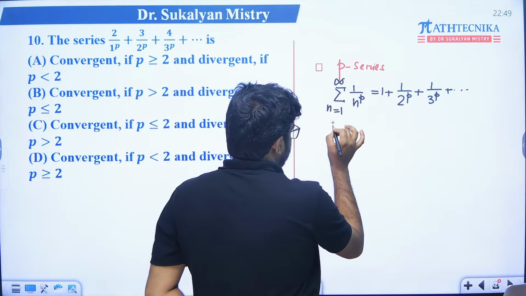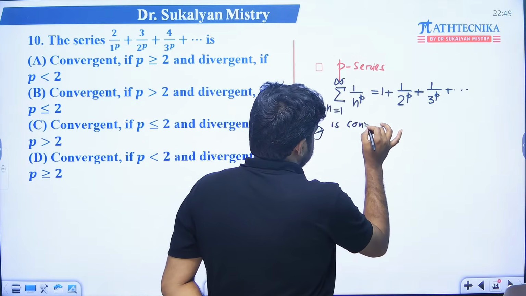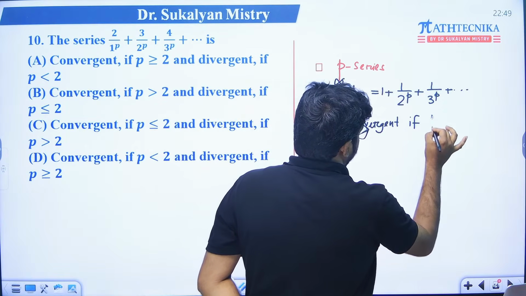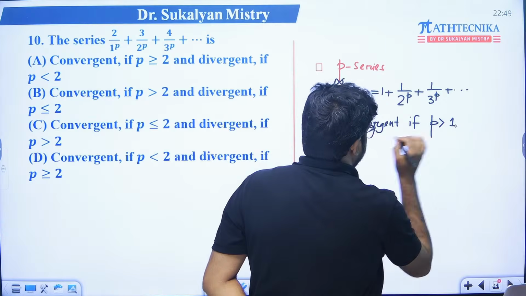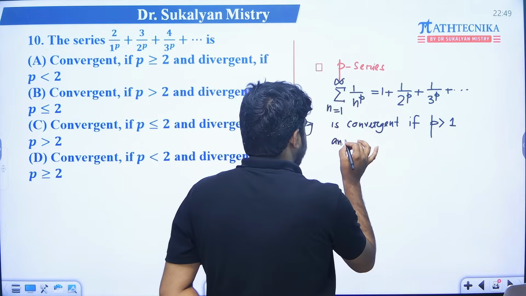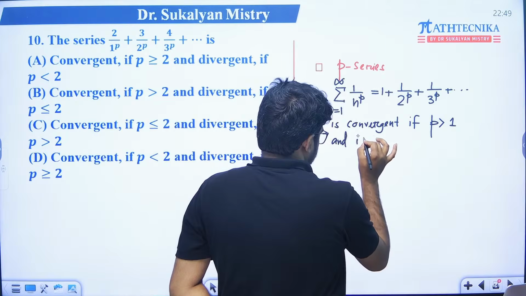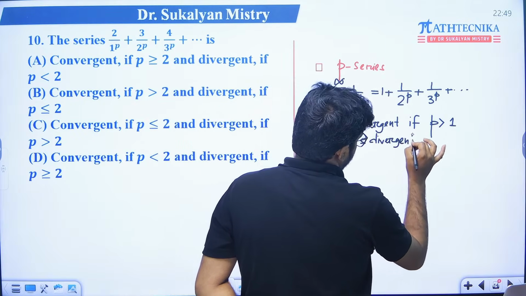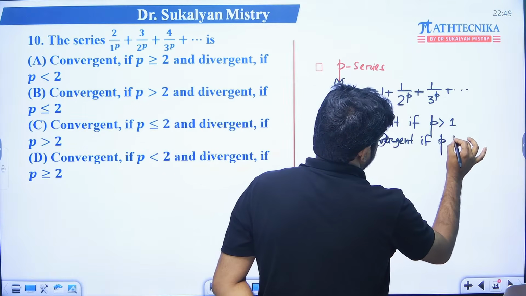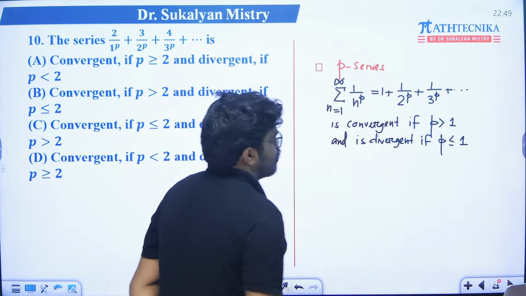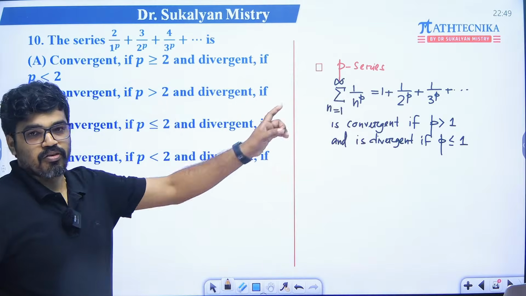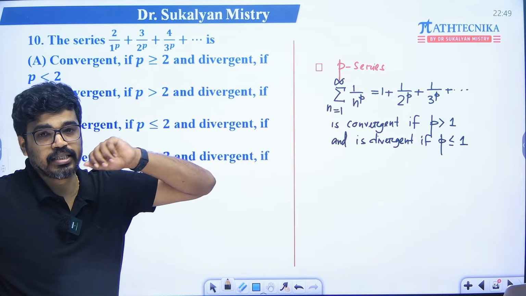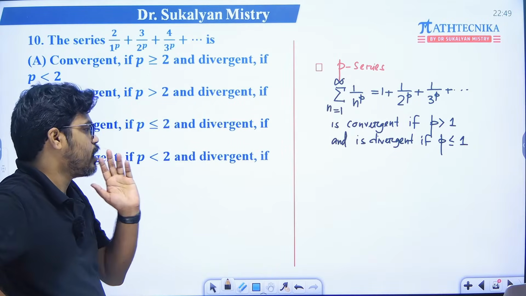So the P series is convergent if P is greater than 1. It is very important. And it is divergent if P is less than or equal to 1. Note this, it is very important. So the P series is convergent if P is greater than 1, and it is divergent if P is less than or equal to 1.